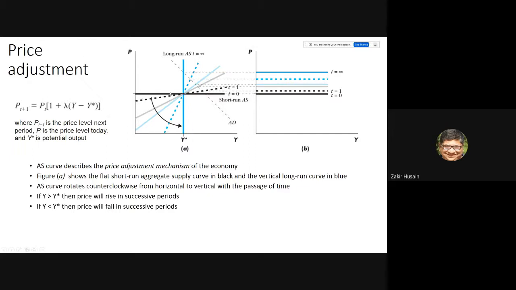And here you see that the price adjusts when y is greater than y star. So with the passage of time, this is p and this is y. With the passage of time, y is going up in each period. In the first period, this is the price. In the second period, price goes up, and in each period, price increases. It's higher than the earlier price.